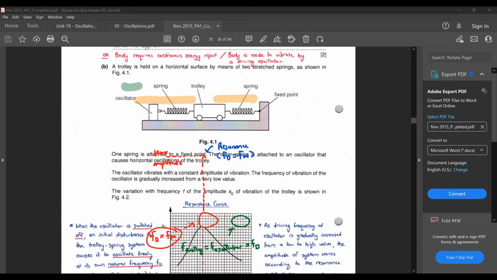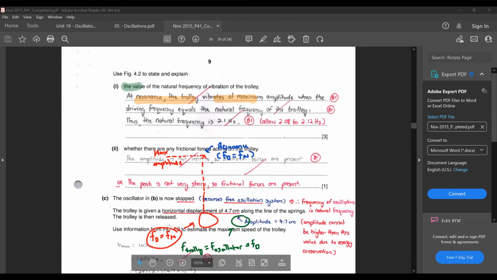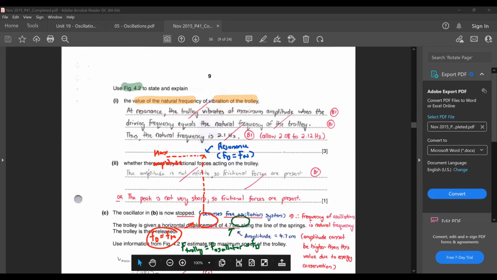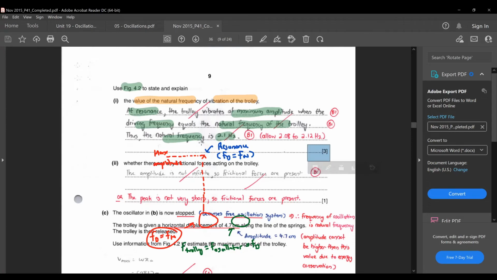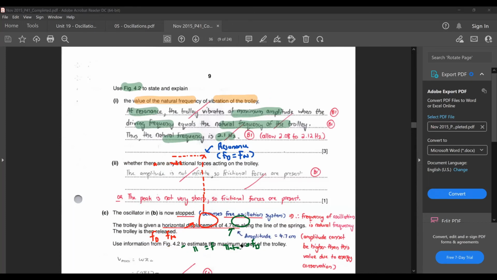So how you word your answer is something like this: at resonance, trolley vibrates at maximum amplitude when driving frequency equals natural frequency of trolley. Therefore, the natural frequency is 2.1 Hertz. This one is about 3 marks. The marking scheme gives you an allowance for the natural frequency. It could be anywhere between 2.08 to 2.12 Hertz. So this is how you answer that question.